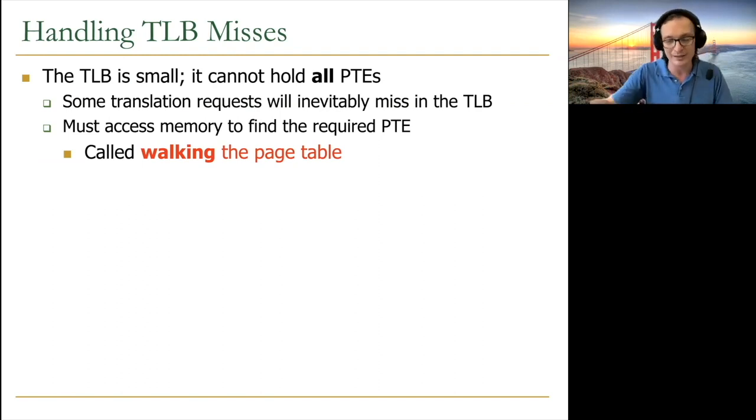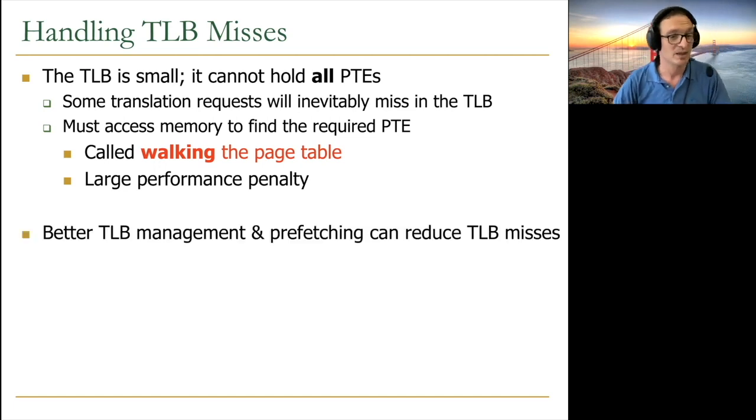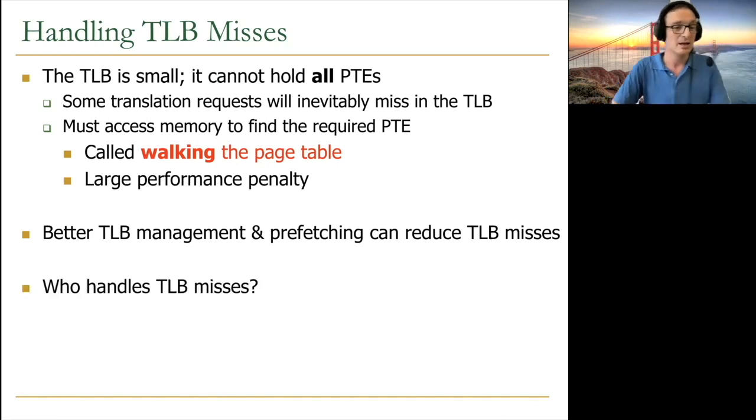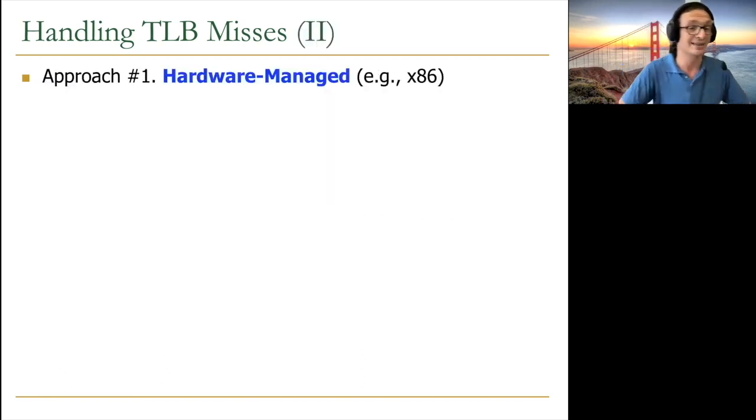Essentially, you walk all levels of the page table in a multi-level page table to get to the page table entry you're looking for. And this takes a long time, as you know, right? There's a large performance penalty. So better TLB management and prefetching can reduce TLB misses, just like better cache management and prefetching. But then eventually you get a TLB miss. Who handles that TLB miss? Is it the job of the hardware or software? Meaning, whenever you get a TLB miss, do you take an exception, or does the hardware handle it?